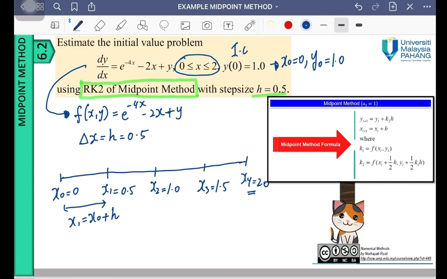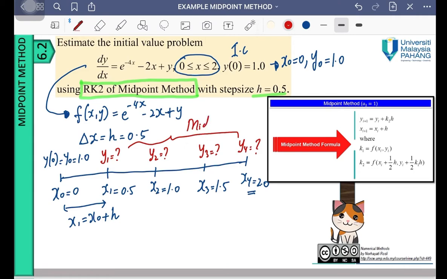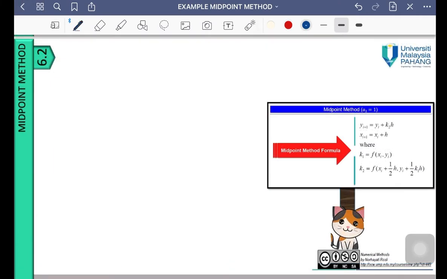At this point y0 is equal to y naught, which is 1.0. So this is our task: we must compute the solutions for y1, y2, y3, and the last one y4. We want to compute all of these using the midpoint method.